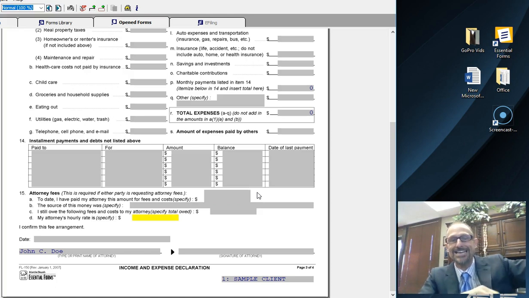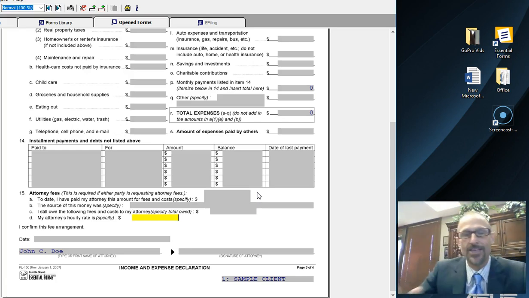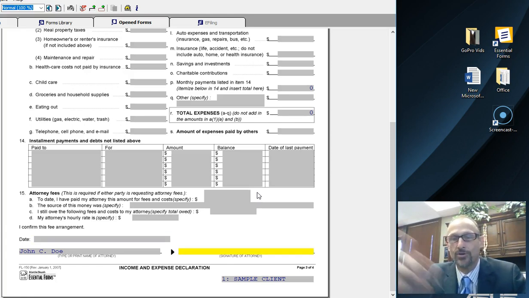Under 15D, you're going to want to put your attorney's rate, $400 an hour, $500 an hour, $250 an hour, whatever that rate is, you're going to put that in there. And then, this is important, you're going to sign, you're going to date, well, this is for the attorney. So if you have an attorney and fees are owed and you still have an attorney, they're going to put their name and date and sign this. You don't have to sign here.